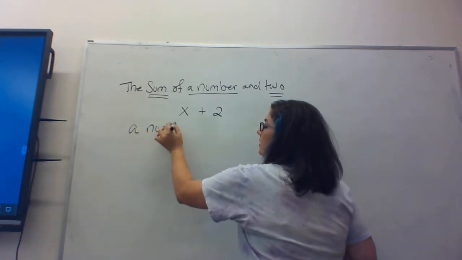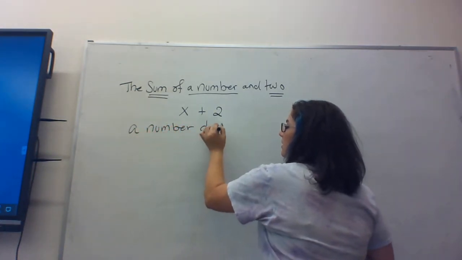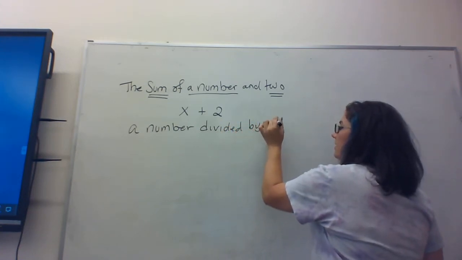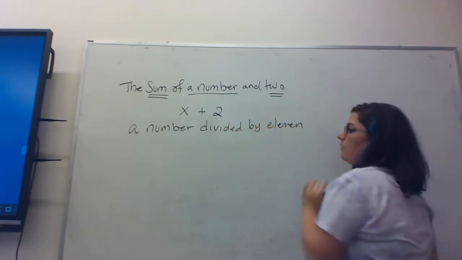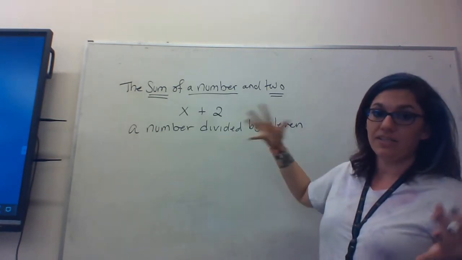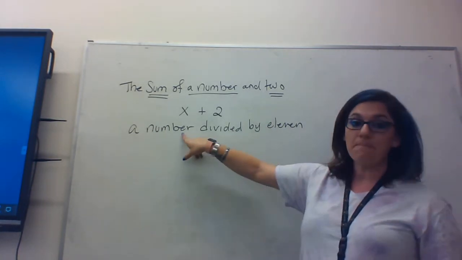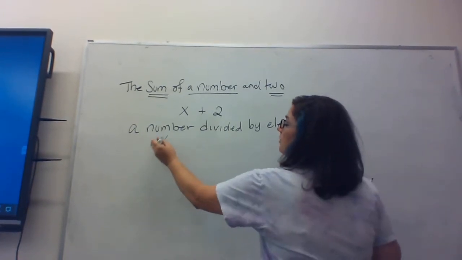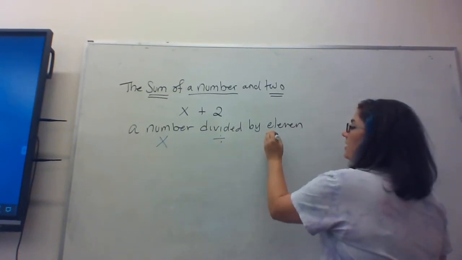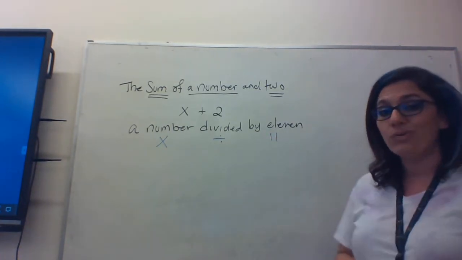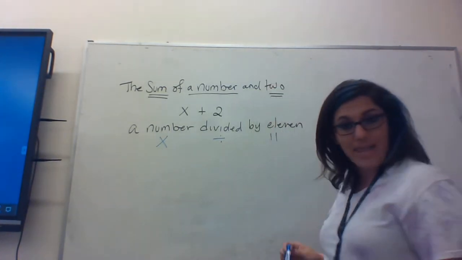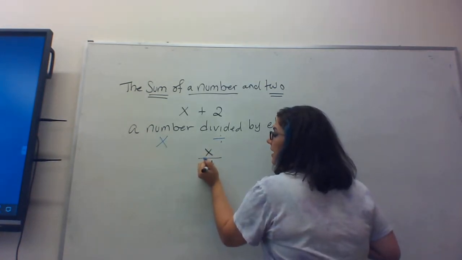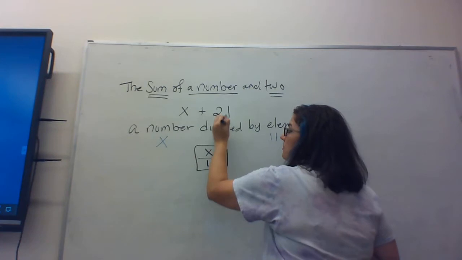A number divided by 11. Divided by, that's our command. A number, that's our variable. So if we split that, this should be our variable, and then division, and then 11. Now that's old school mathematics. You're in big boy mathematics. So I want you to go ahead and translate this to say a number divided by 11. And that's what I should be looking for.